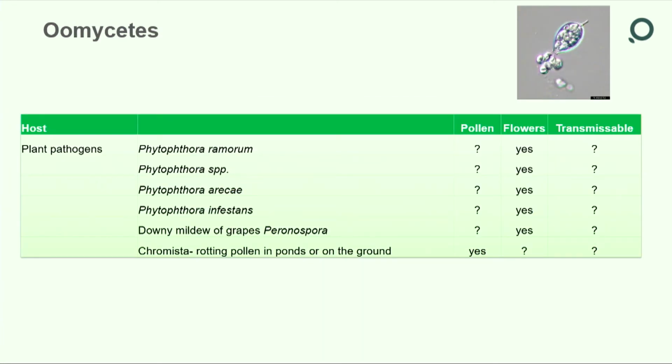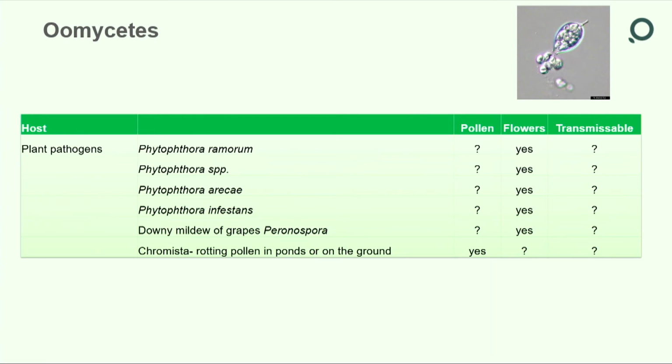And then moving on to the Oomycetes, which aren't quite a fungus, and they can be found on flowers. So Phytophthora ramorum, which is sudden oak death, it's found on flowers. Phytophthora infestans, and downy mildew of grapes. Pollen that's rotting after it lands in ponds or on the ground has actually been found to be rotted by members of this group. Chromista is the big name for the whole group.